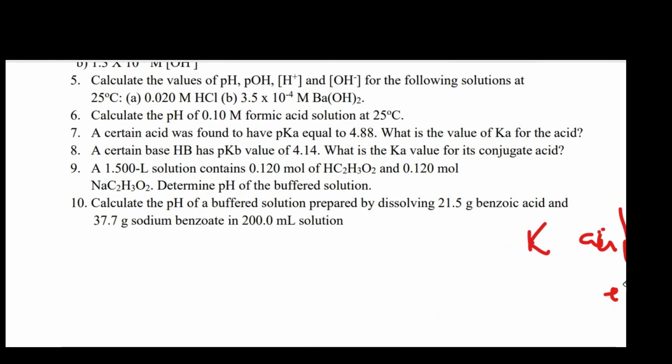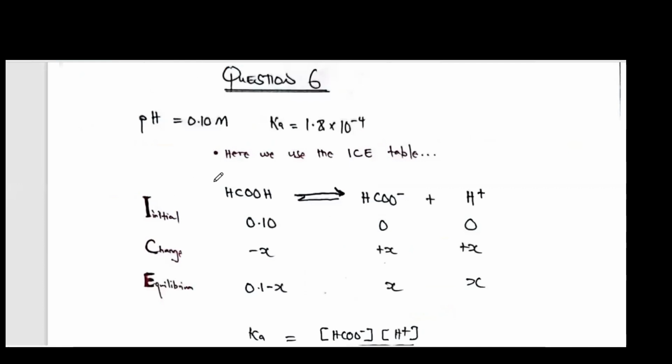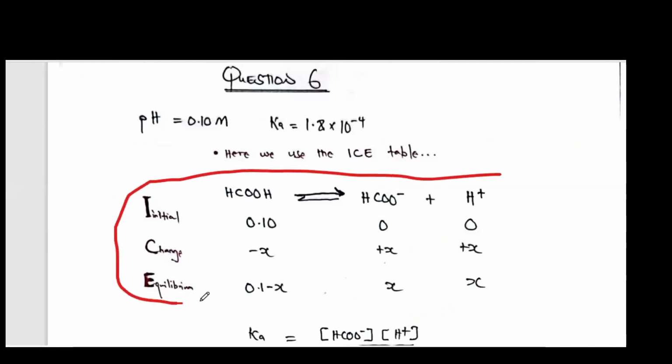Since it's weak and it does not ionize completely, we are going to use what we know as the ICE table. So the I means initial concentration, the C means the change in that concentration, and the E means the equilibrium concentration. So we're going to use an ICE table. Let me check what we did there. An ICE table looks something like what I wrote there.